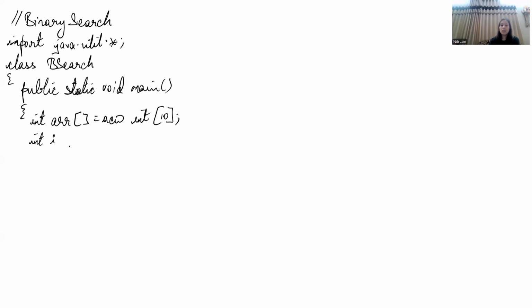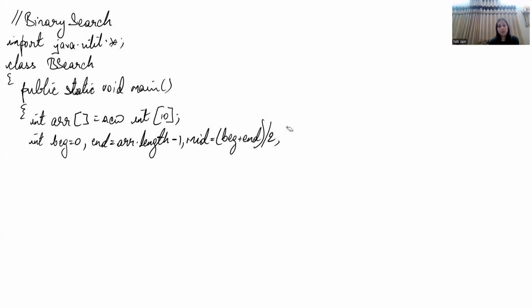I is not required in it because we are using middle over here. I'm taking beginning, that will be 0. Okay. End, that will be arr.length minus 1, the last index, and middle, that is beginning plus end by 2, and a variable n. Okay, we are not writing the formula over here, we'll write it later on.